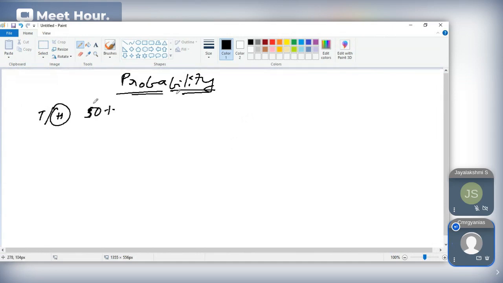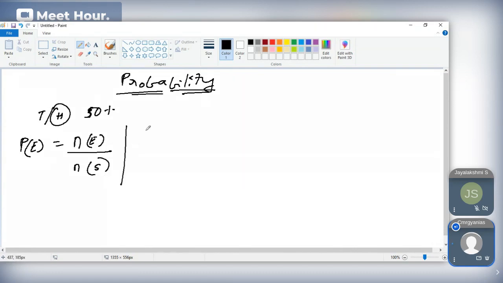So that is this term probability. So here write down one formula: P of E. P of E means probability of an event. N of E divided by N of S. So N of E divided by N of S.